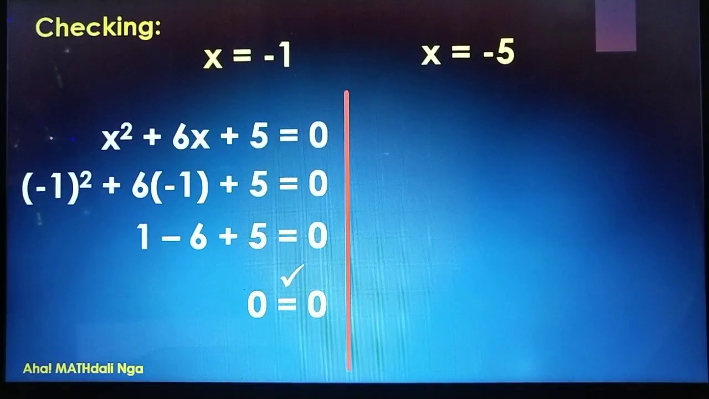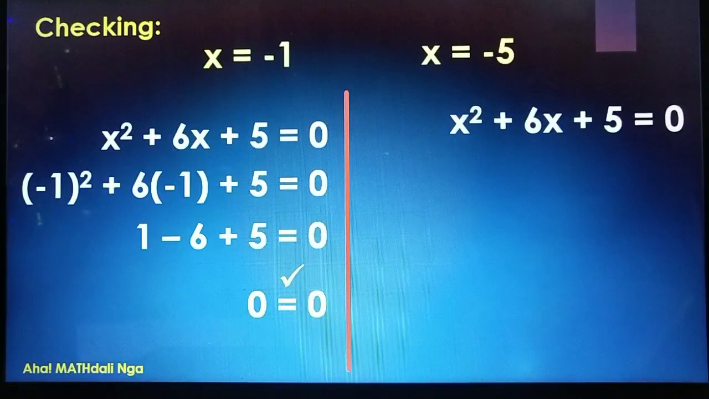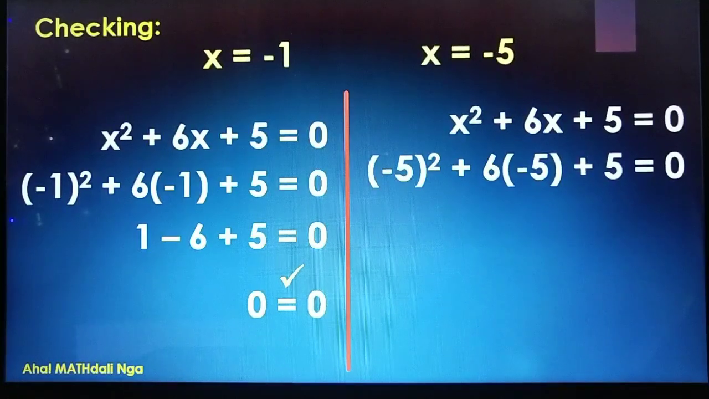How about negative 5? Let's try. x squared plus 6x plus 5 equals 0. By substitution, we have the square of negative 5 plus 6 times negative 5 plus 5 equals 0. Let's simplify.